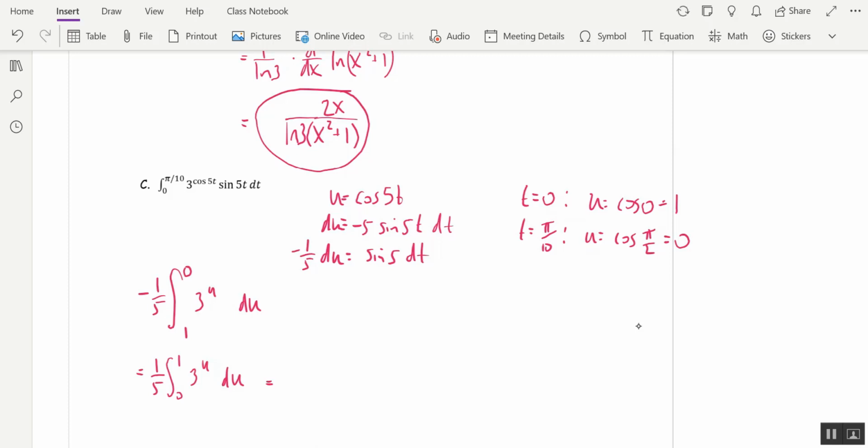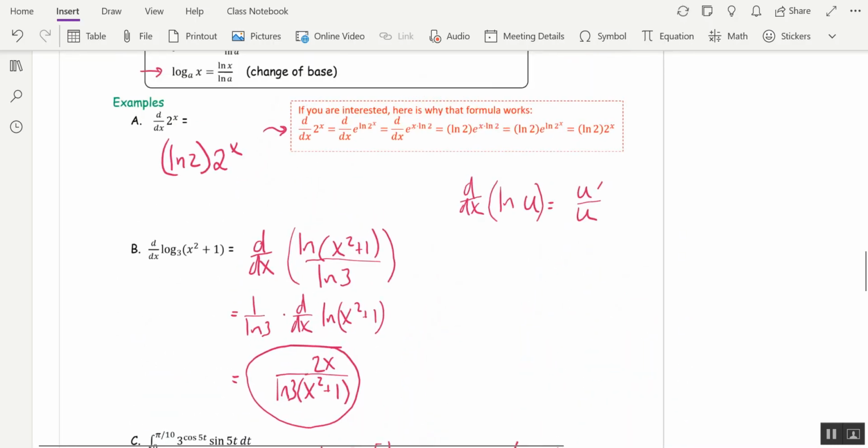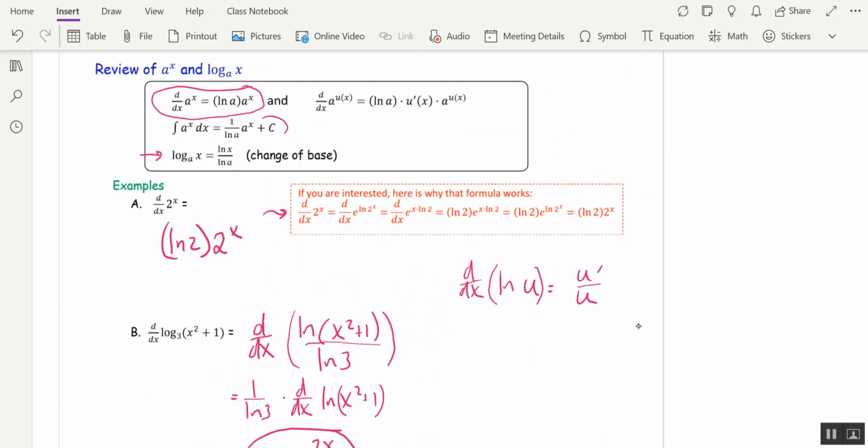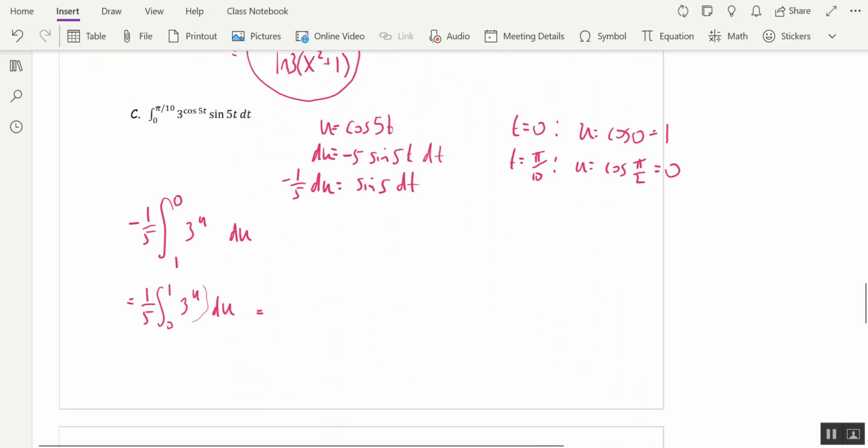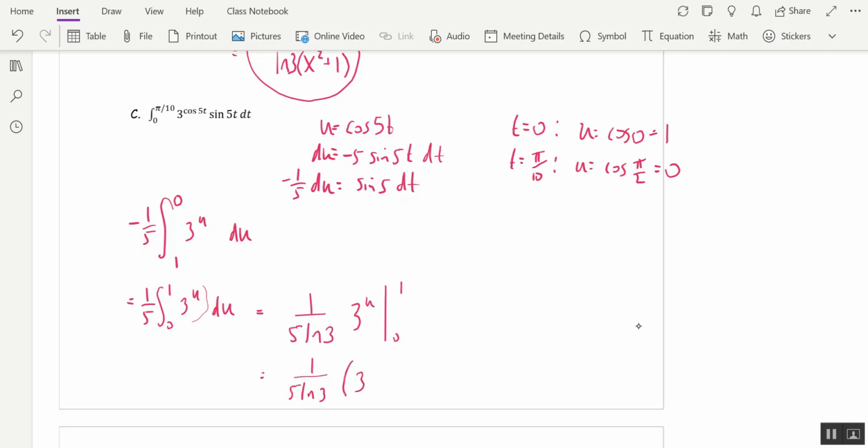All right, now I can use the formula I have for the integral of a to the x up at the top of the page, this formula right here, to integrate. So I'm going to get a 1 over ln 3. So I'll have 1 over 5, and then I'll also have an ln 3 in the denominator. 3 to the u, straight bar, 0, 1. That's 1 over 5 ln 3. 3 to the 1 is 3, and 3 to the 0 is 1. 3 minus 1 is 2, so 2 over 5 ln 3. And that is the end of this section.